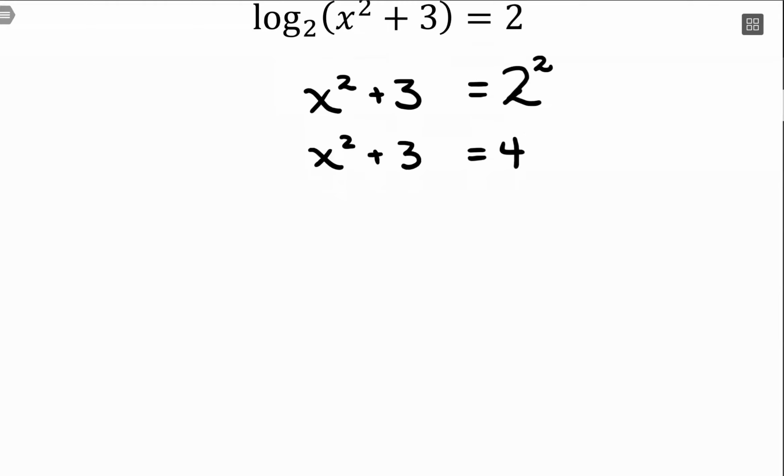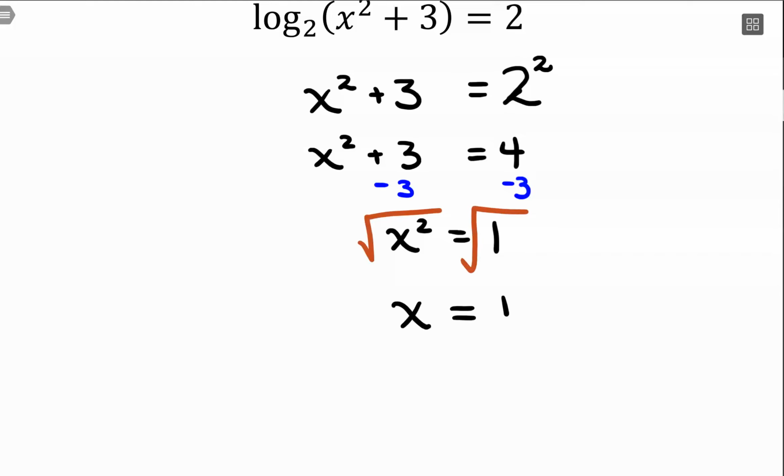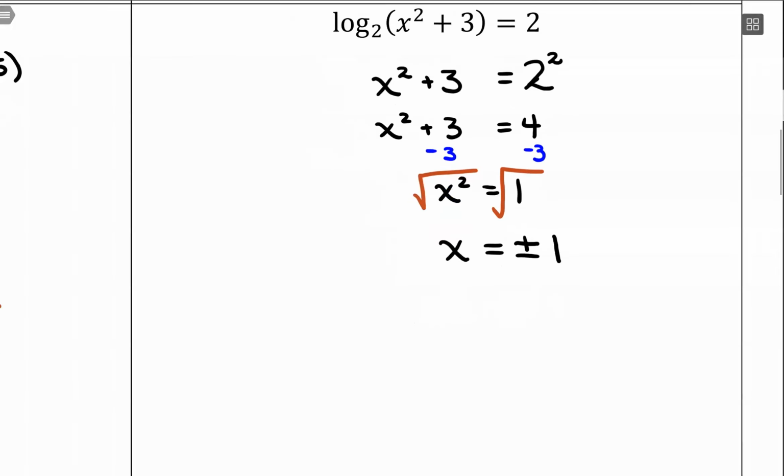And this is going to be quadratic, but it's a quadratic with only x squared. So I'm going to get x squared all alone on one side of the equation. So I'll subtract 3 from both sides, and I'll have x squared equals 1. Take the square root of both sides, so that we'll end up with x equals plus or minus 1. Now I need to check my solutions.